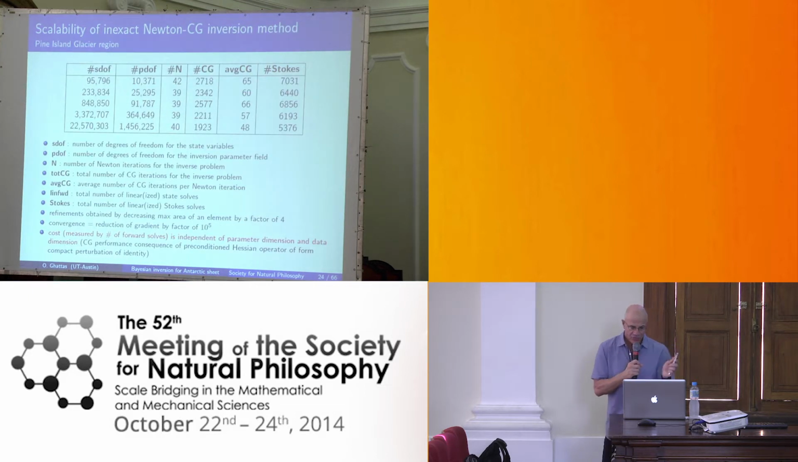Okay, and just to show you evidence of that, we don't want to dwell on this too much, but here is an increasing number of parameters. This is a synthetic inverse problem, not using real data, so we know the true answer and can terminate appropriately. The number of parameters goes from 10,000 to 1.5 million, state degrees of freedom to 22 million, and the number of Newton iterations is essentially constant. The number of conjugate gradient iterations is essentially constant.